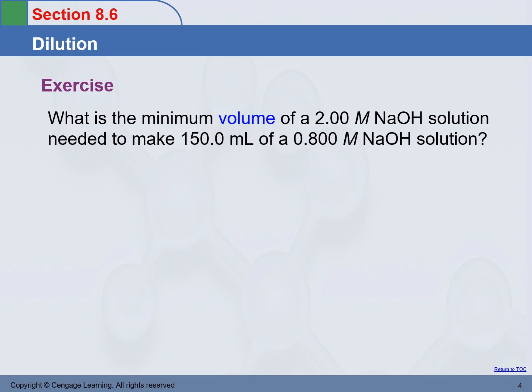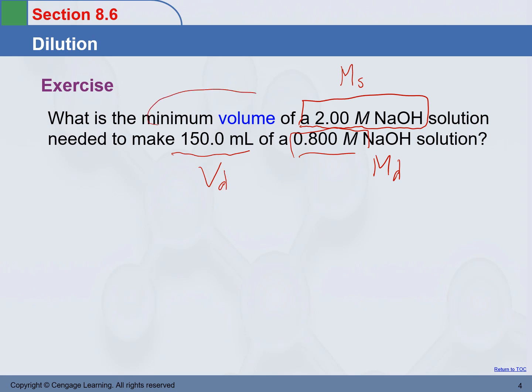Exercise. What is the minimum volume of a 2.00 molarity sodium hydroxide solution needed to make 150 mL of 0.800 molarity sodium hydroxide? All right, it looks like there is an original stock solution. The molarity of the stock solution is given. The molarity of the diluted solution is given. The volume of the diluted solution is given. It is asking for the volume of the stock solution needed. So Vs is what is wanted.